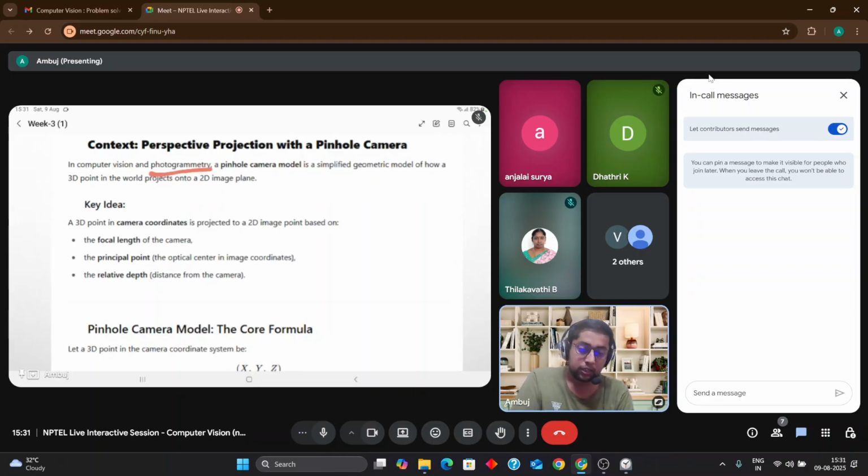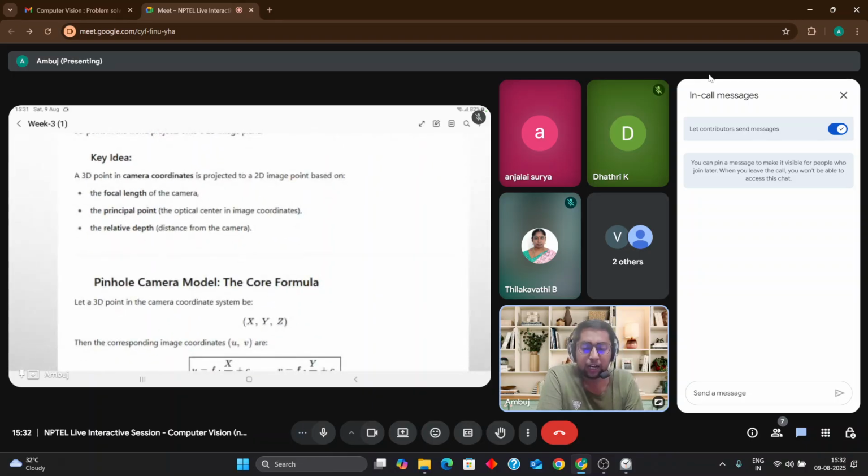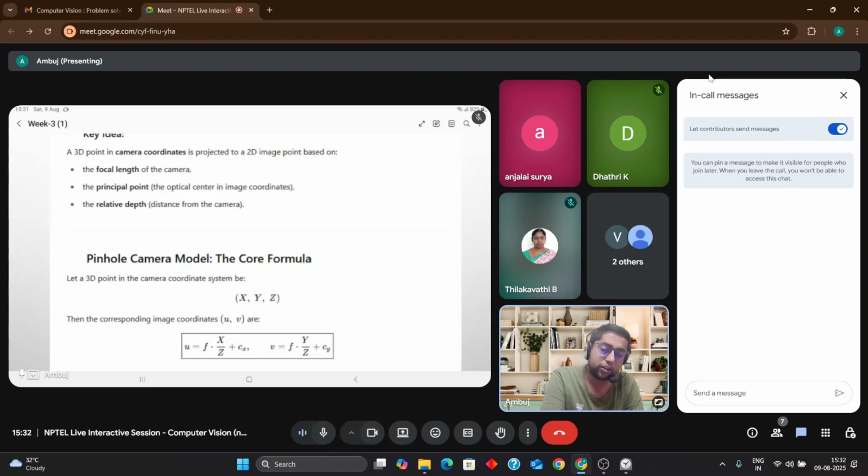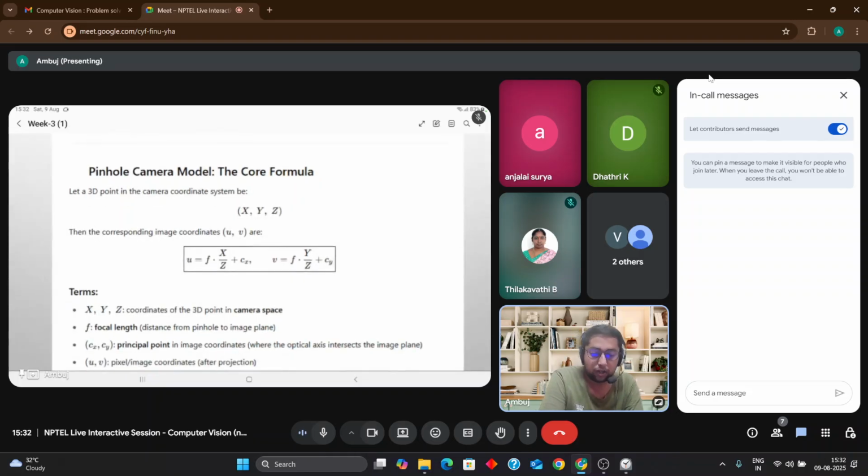This is the thing. In computer vision and photogrammetry, coming to the main topic, not deviating much from it: a pinhole camera model is a simplified geometric model of how a 3D point in the world projects onto a 2D image plane. The key idea is that a 3D point in camera coordinates is projected to a 2D image point based on focal length, based on the principal point, and based on the relative depth, the distance from the camera. The pinhole camera model's core formula is what we derived when we were projecting a 3D coordinate to a 2D plane.